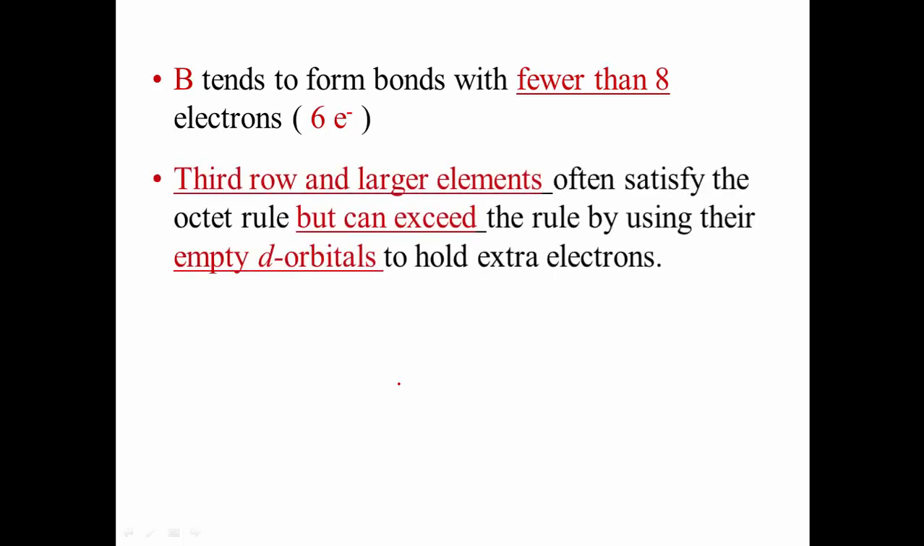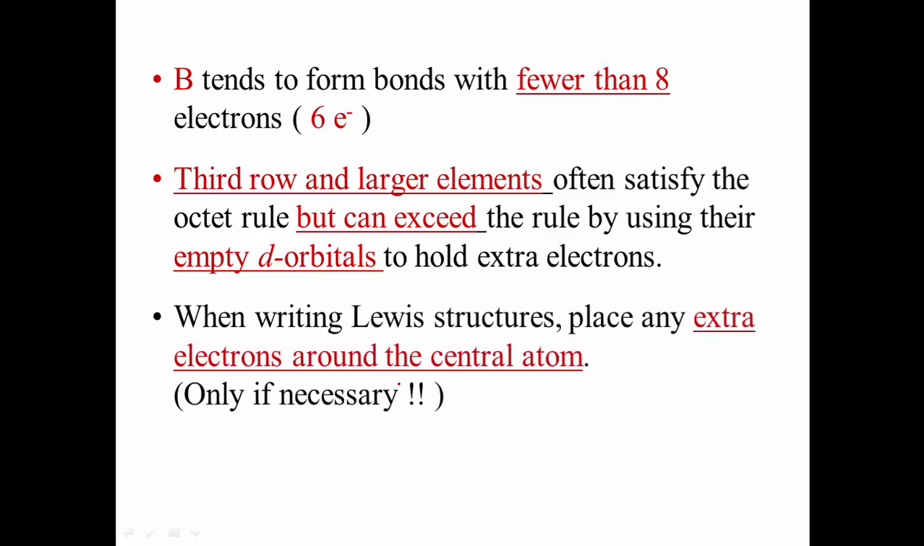Third row and larger elements will often satisfy the octet rule, but they can exceed the rule by using their empty d orbitals. If your central atom has to have extra electrons, check to see where it is located. It would have to be in the third row or below, and you can add extra electrons to those central atoms if necessary.